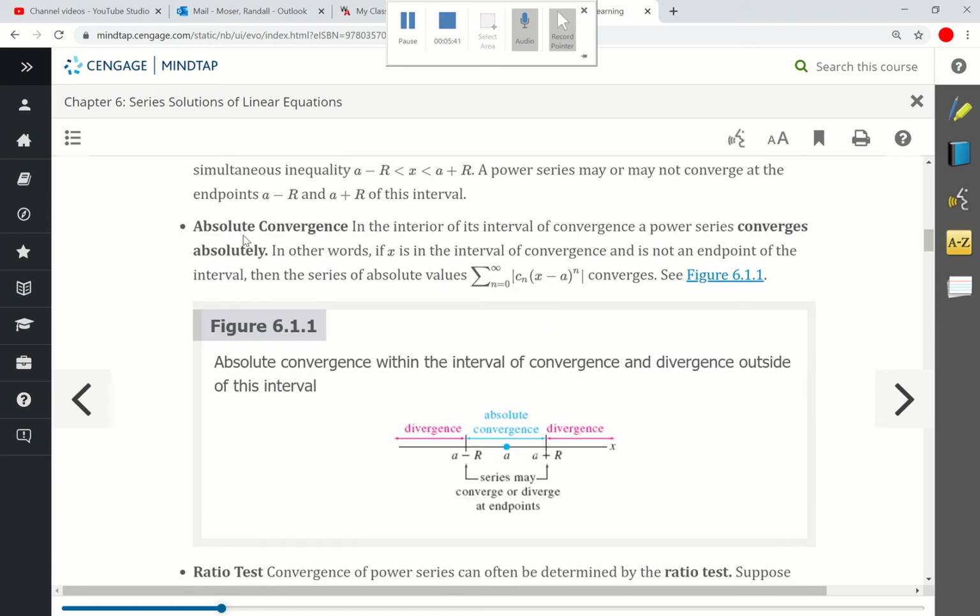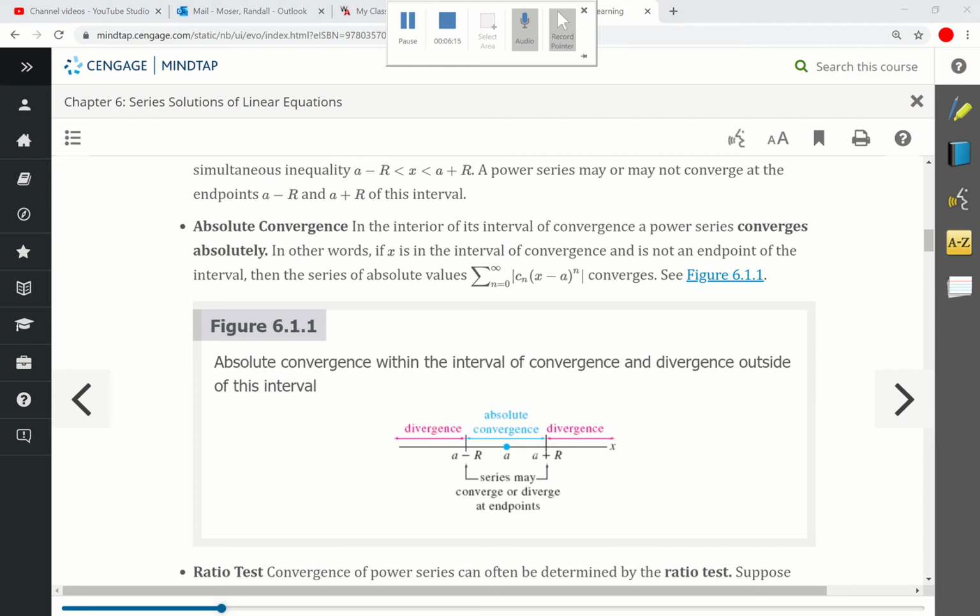We also have the concept of what's called absolute convergence. In the interior of its interval of convergence, a power series converges absolutely. What we mean by absolute convergence is that the sum with absolute value bars converges. You might recall from Calculus 2, but in general, absolute convergence is a pretty strong condition. Absolute convergence implies convergence, but not the other way around.